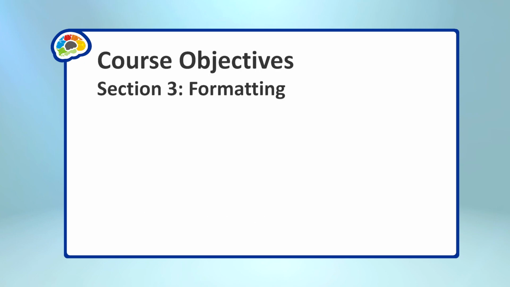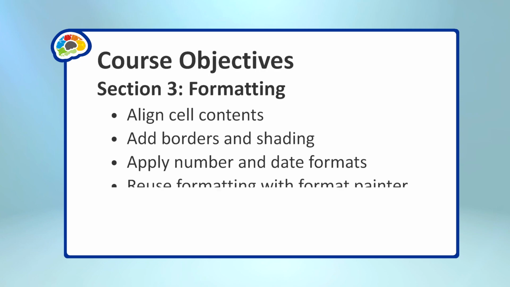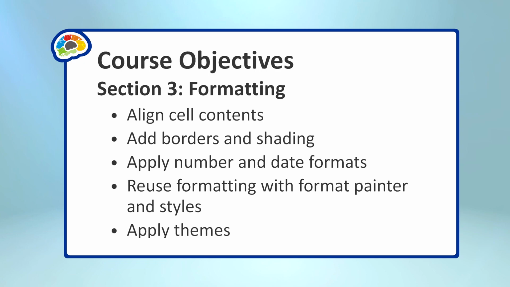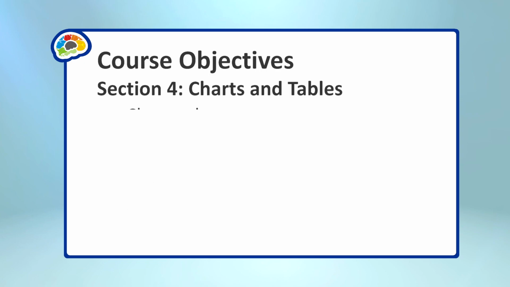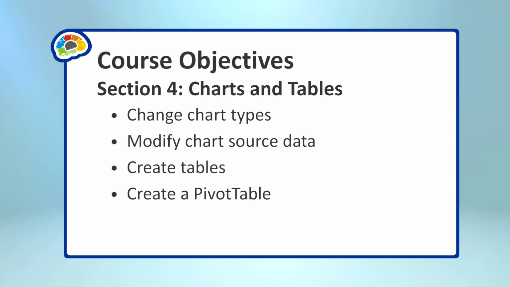From there, we'll discuss different types of formatting, including alignment options, borders and shading, and number and date formats. We'll also learn how to reuse formatting using Format Painter and styles and apply themes. Then we'll look at how to change chart types and modify chart source data. We'll also create tables and pivot tables.